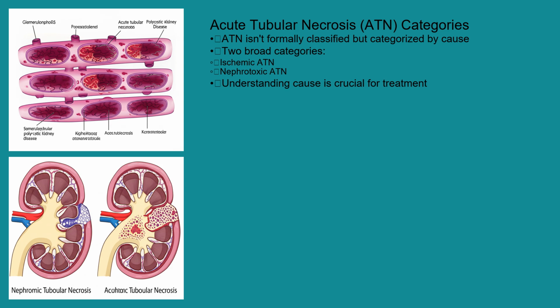While not formally classified into types like some diseases, ATN can be broadly categorized based on its underlying cause. Therefore, we often talk about ischemic ATN, resulting from reduced blood flow, and nephrotoxic ATN, due to exposure to harmful substances. Understanding the underlying cause is crucial for guiding treatment strategies.